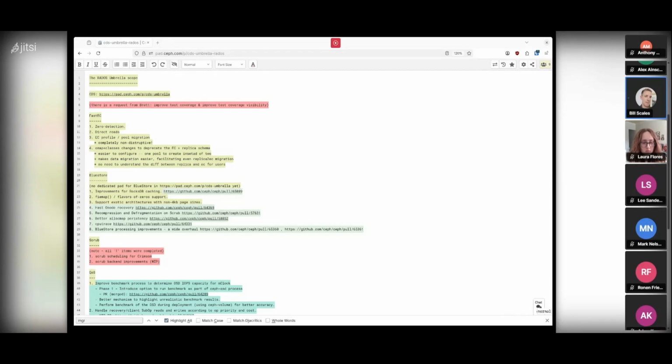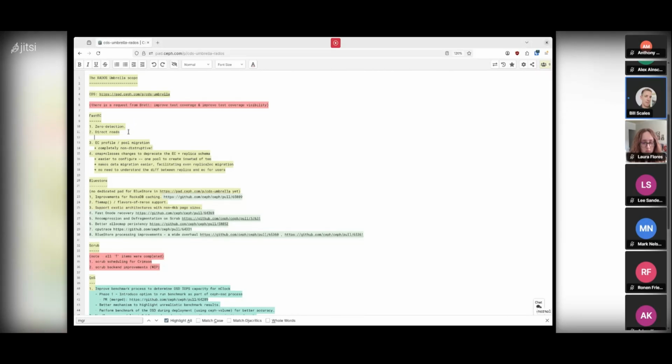Yeah, the direct reads is all about improving performance. We've been looking a lot at erasure coding and how we can improve the read performance there, trying to get erasure coding read performance to be the same as replica performance. And this gets us very close.